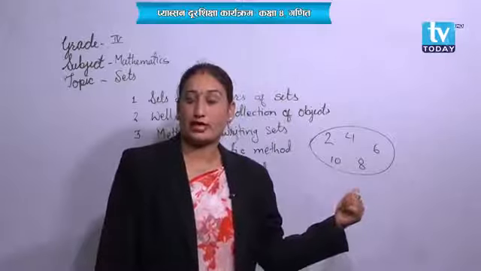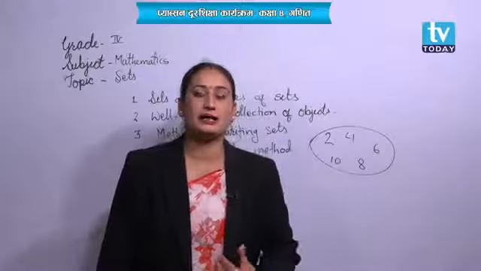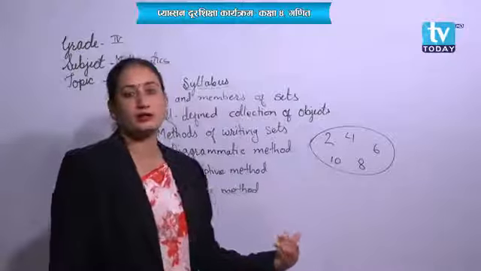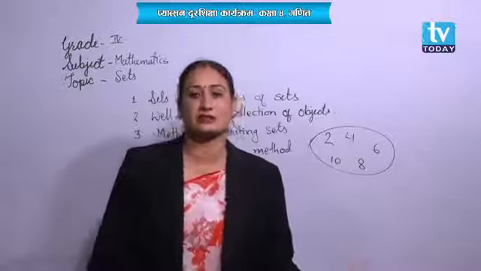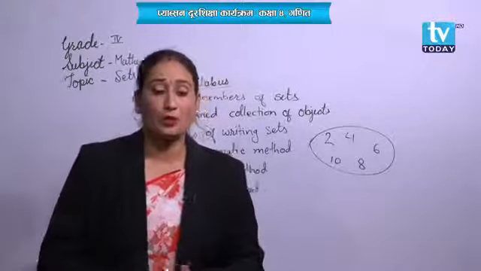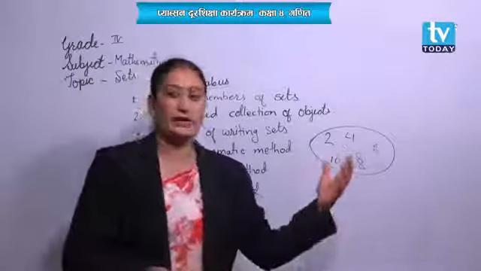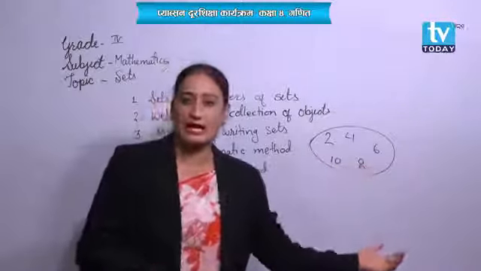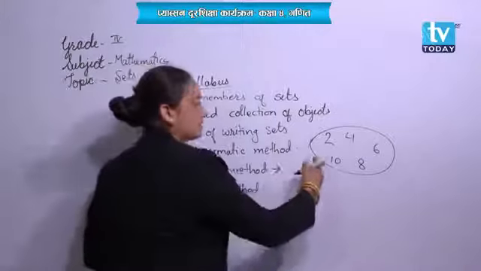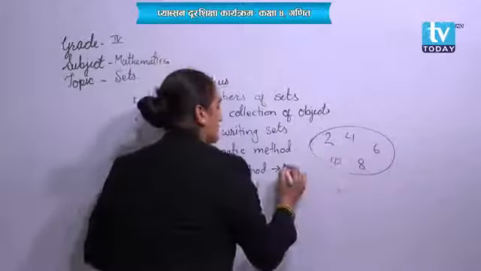Okay, but we are in grade 4, so according to our level, we have to write down the answers. Next is the descriptive method. So we are going to describe it. Descriptive method means, in this method, we describe the type of members of a set by using words. For example, let's write the answers of the same question.